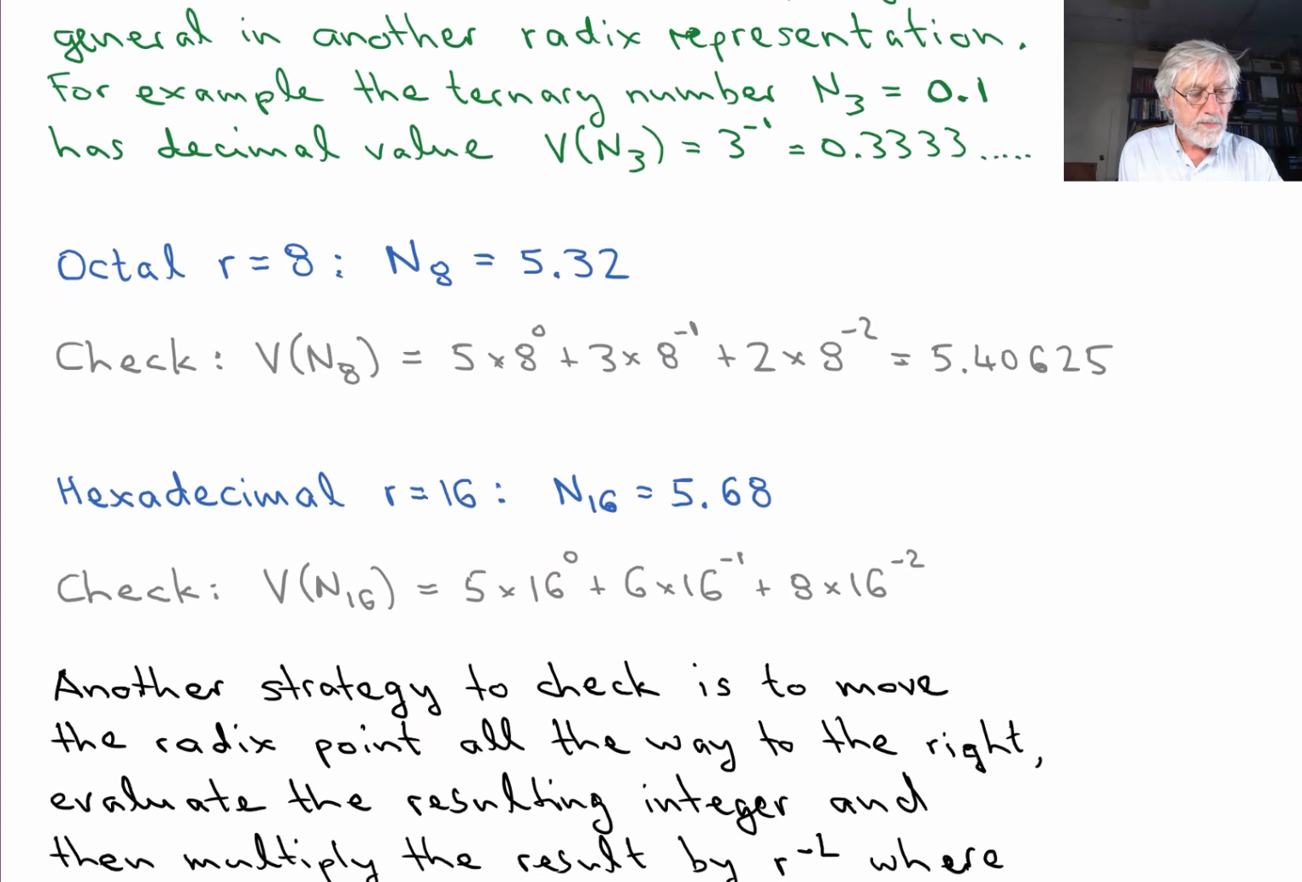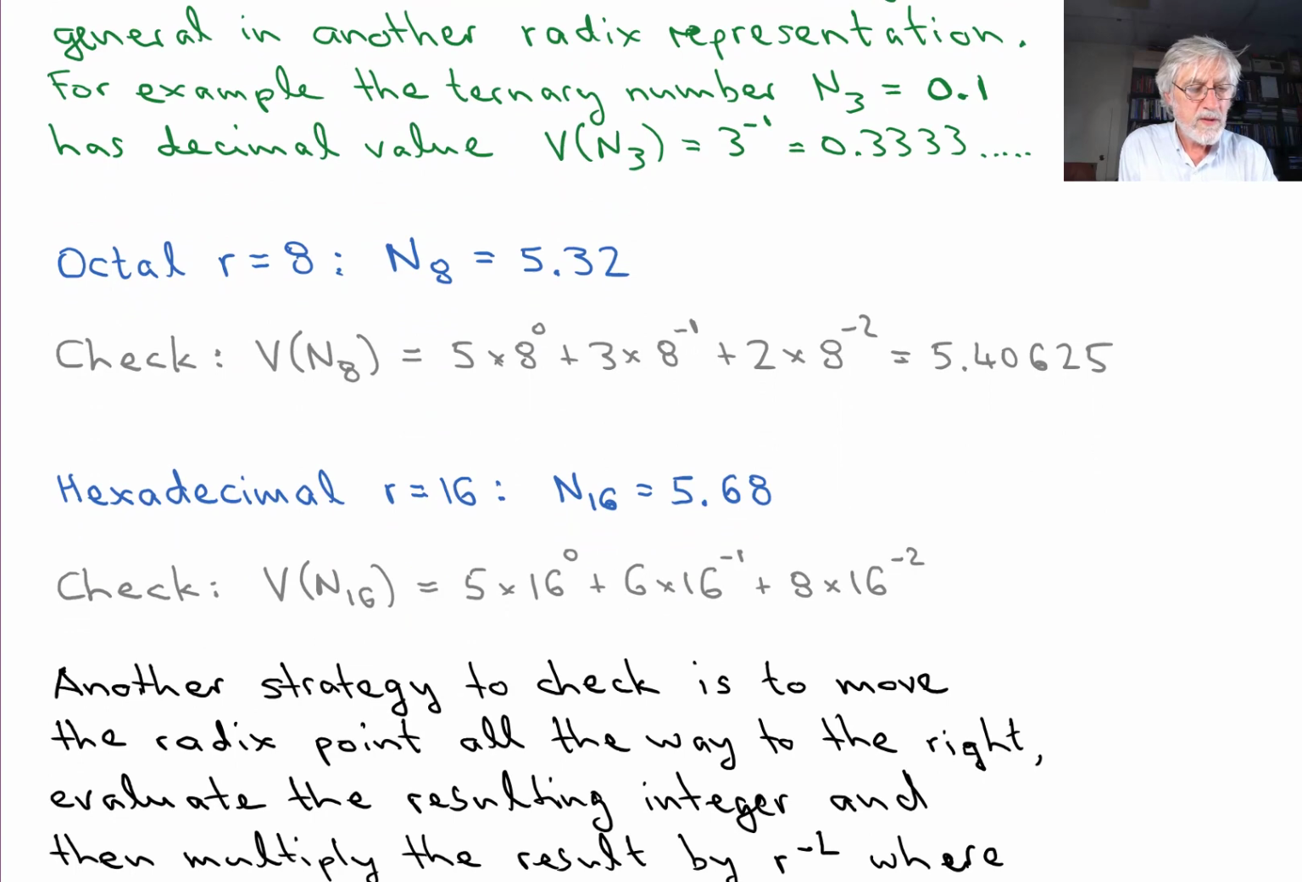Okay, in octal, with r equal to 8, it turns out that our number, this 5.40625, is 5, and then the radix point, .32. And so we have 5 times 8 to the 0, plus 3 times 8 to the minus 1, plus 2 times 8 to the minus 2. And if you compute that again, that gives us the 5.40625 that we wanted to have.